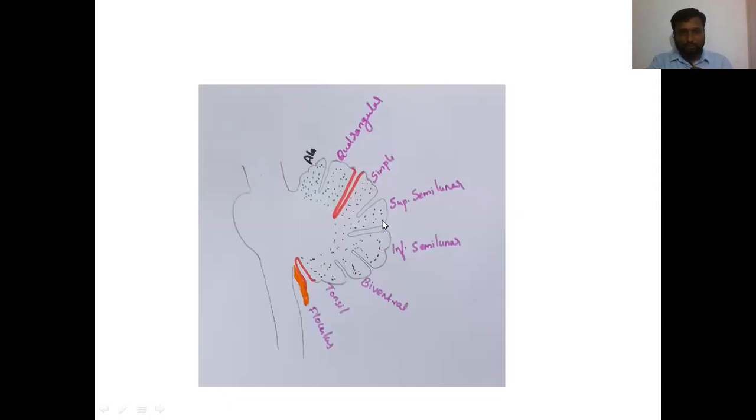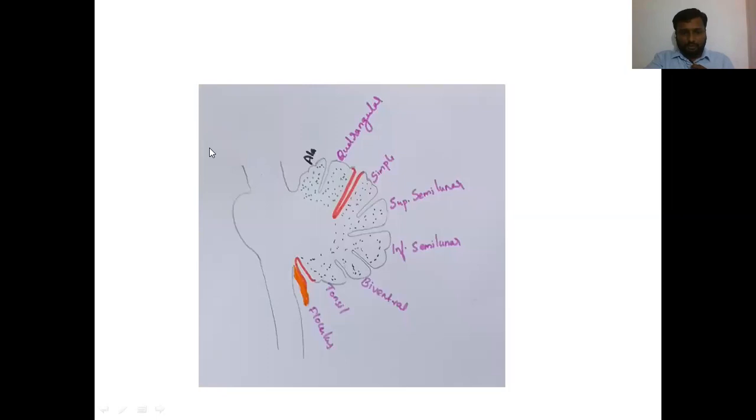See, here in the middle part we can see one fissure. This fissure is known as the horizontal fissure. This gap is the horizontal fissure. Above that, this area is the superior surface of the cerebellum, and below the horizontal fissure, this area is the inferior surface of the cerebellum. Anyway, this middle lobe is divided into five lobules: simple lobule, superior semilunar lobule, inferior semilunar lobule, biventral lobule, and tonsil. This one is the flocculus.